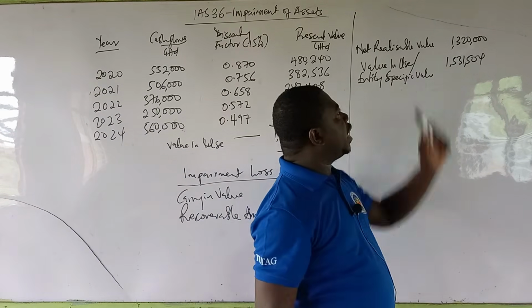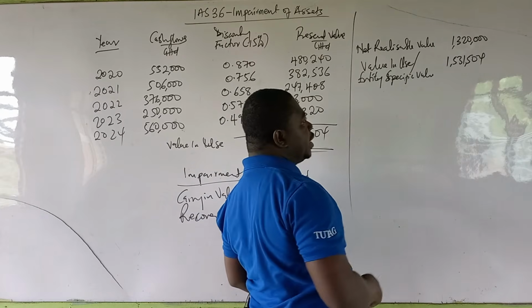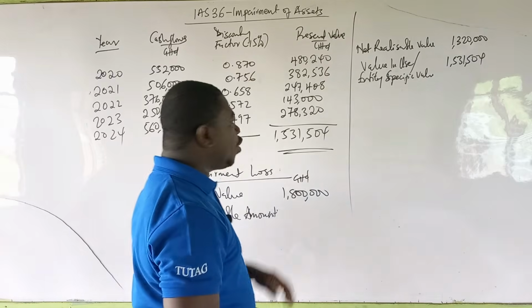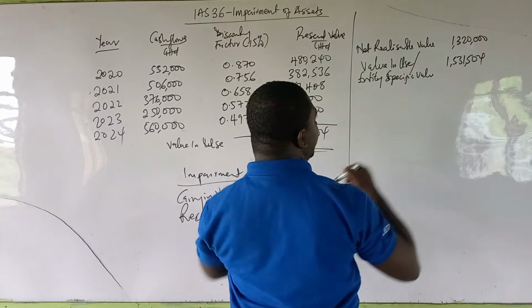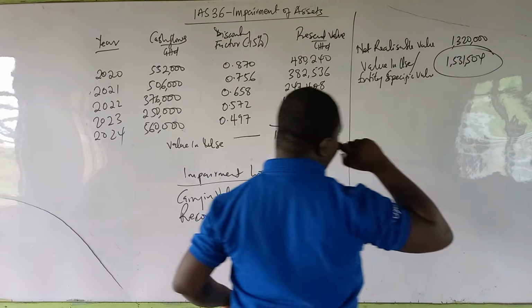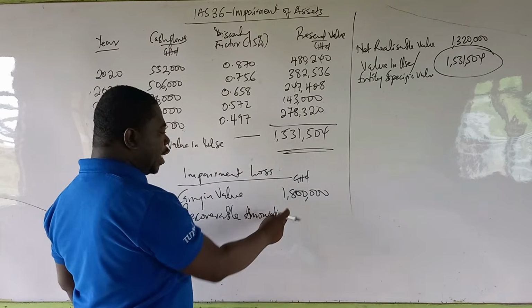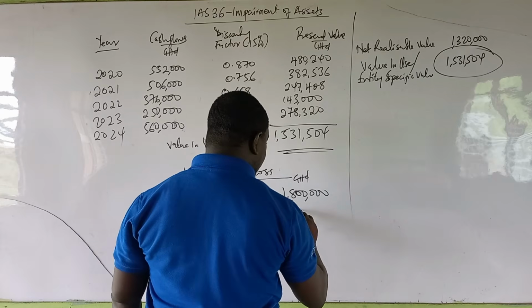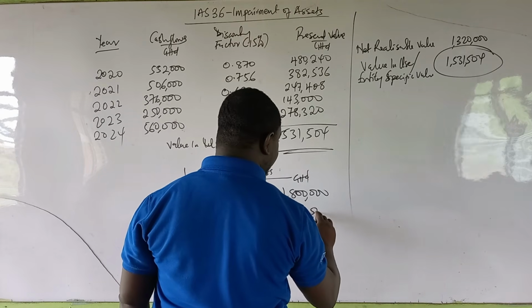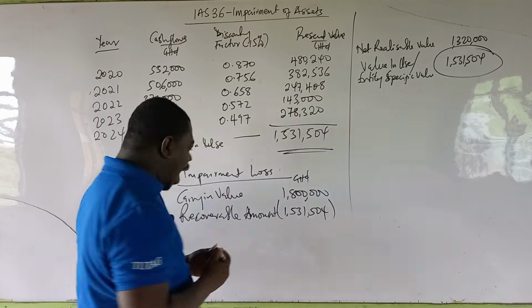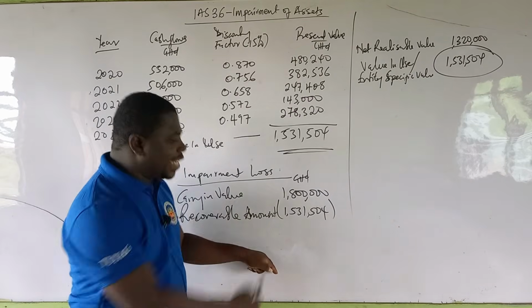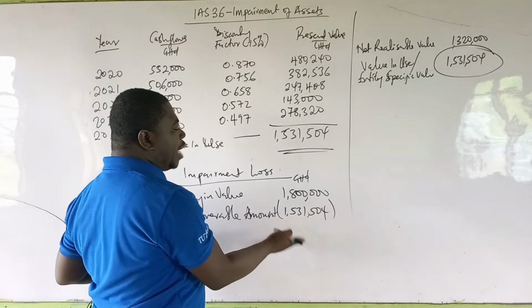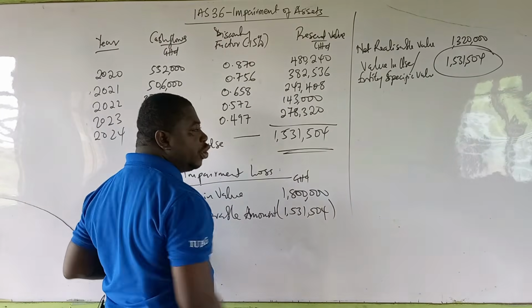According to the IFRS or the standard IAS 36, the recoverable amount of an asset is the higher of the net realizable value and the entity specific value. So if you compare these two, the higher of them becomes your recoverable amount. And looking at these two, it is clear that the value in use or the entity specific value is higher. And so we bring the same value here as the recoverable amount, which is 1,531,504. So once the recoverable amount is less than the carrying amount, there is an impairment loss. If the recoverable amount had been higher, then there will be no impairment.